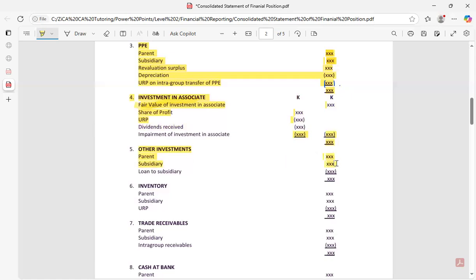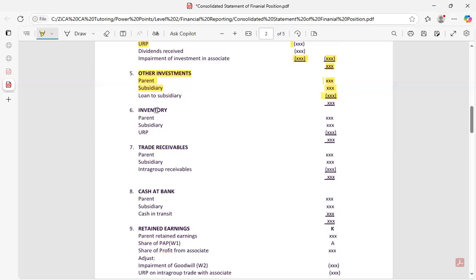And then maybe if there's a loan that the parent issues to the subsidiary, or the subsidiary issues a loan to the parent, you need to deduct it here, right? Then number 6, you aggregate the inventory for the parent. You also aggregate the inventory for the subsidiary, and then unrealized profit, you deduct it here. So the way we've learned how to calculate unrealized profit in the statement of financial position is the same way we need to calculate the unrealized profit here.